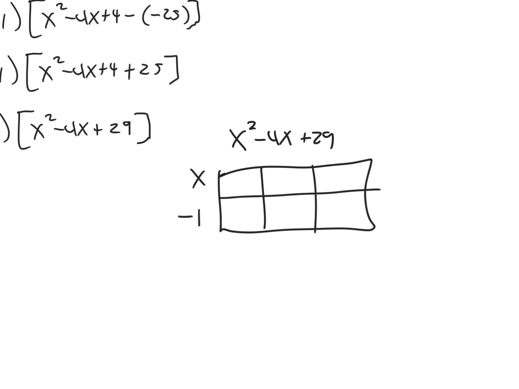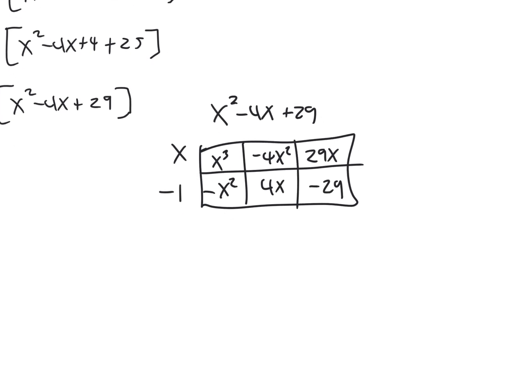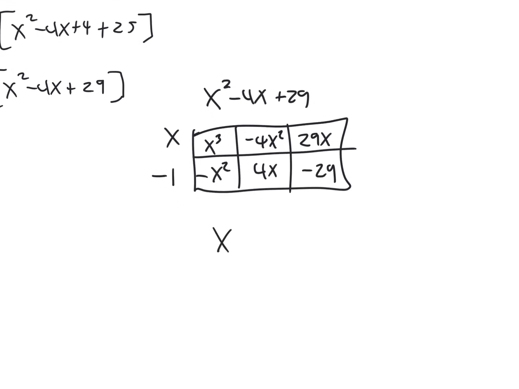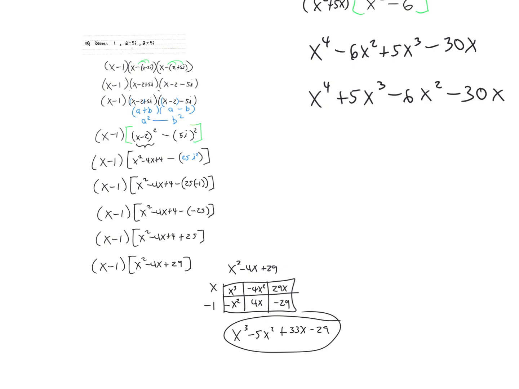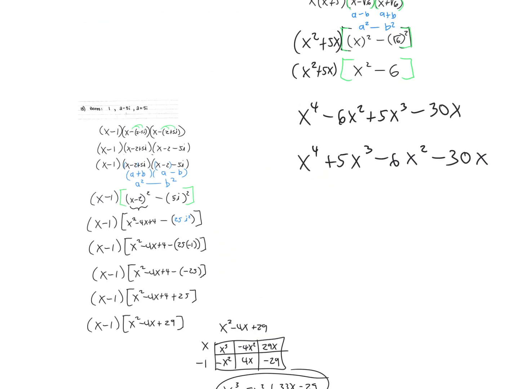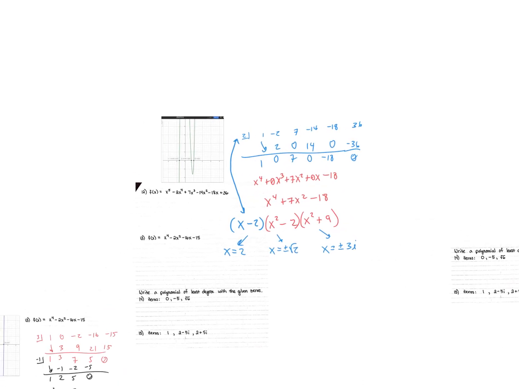So x squared times x is x cubed, negative 4x times x is negative 4x squared, positive 29 times x is 29x. We have negative x squared, we have positive 4x, we have negative 29. Like terms are diagonal, so we have x cubed minus 5x squared plus, what is that, 33x minus 29, and that is the answer. Hopefully that makes sense. There was a lot going on there. Okay, so that was problem number 15.